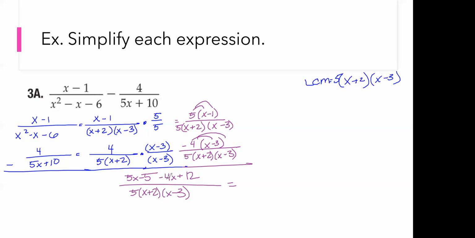Up here, in my numerator, I can combine my terms. 5x minus 4x is 1x, and negative 5 plus 12 is positive 7. And my denominator is still the same, 5 times x plus 2 times x minus 3. Okay? And then that is my final answer.